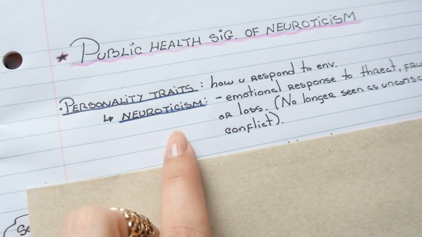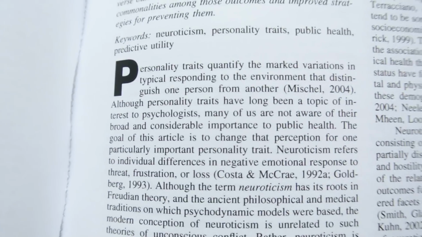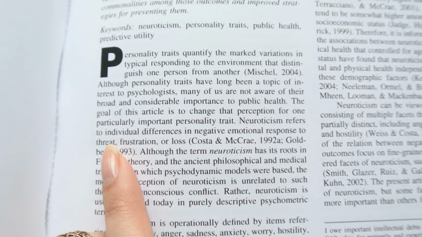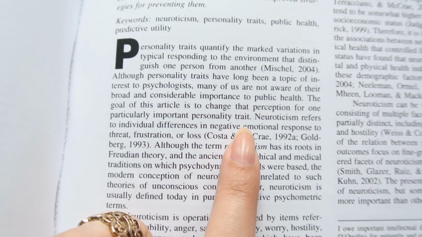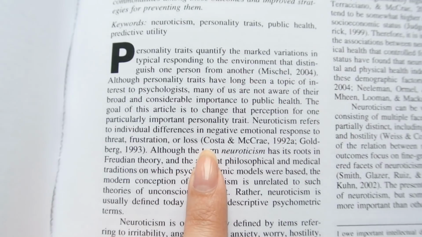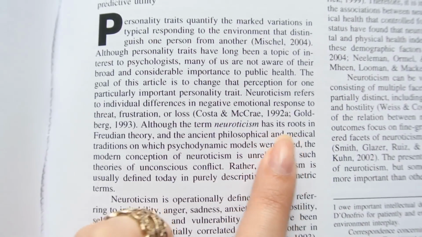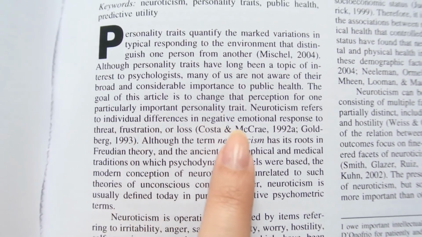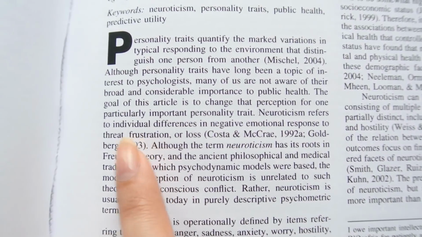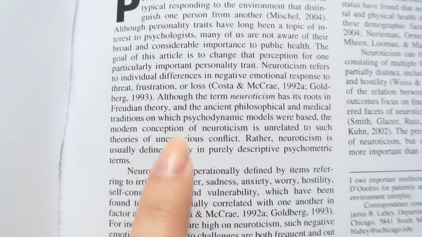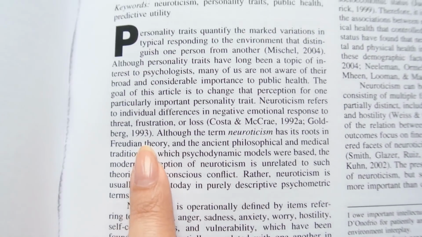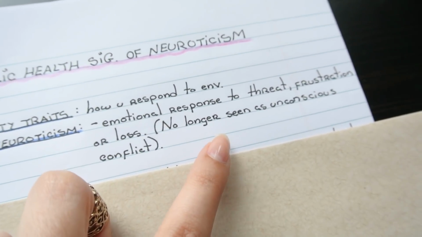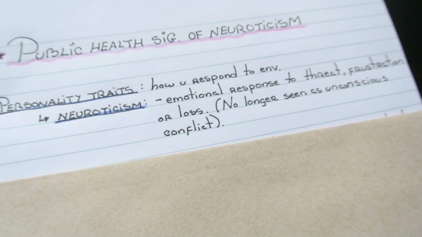Now, how do we define neuroticism? Let's go back to the book. Where is neuroticism? Okay, here it is. Neuroticism refers to individual differences in negative emotional response to threat, frustration, or loss. Although the term neuroticism has its roots, I don't care. Basically, what it says here is that it's a negative emotional response to threat, frustration, and loss, and it is no longer defined as unconscious conflict, which it was in terms of Freudian theory. Emotional response to threat, frustration, or loss, and no longer seen as unconscious conflict. That's it. That's all I need to know.